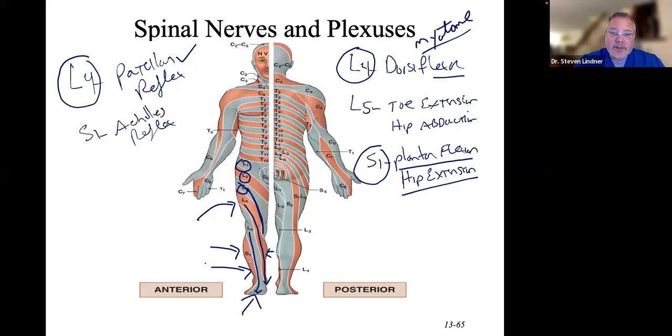The sensory, the dermatome is shot. Is there a reflex for S1? Yes, there is, and it's the Achilles tendon reflex. Tap over the Achilles tendon, and the foot should plantar flex.